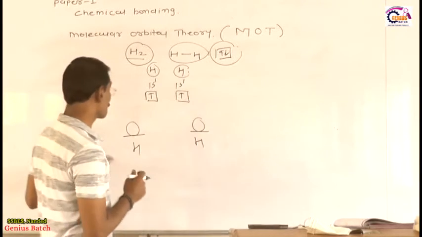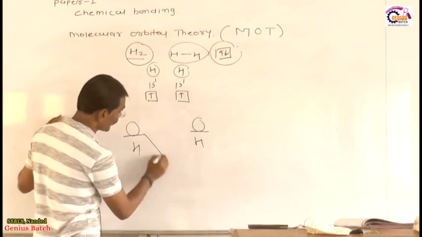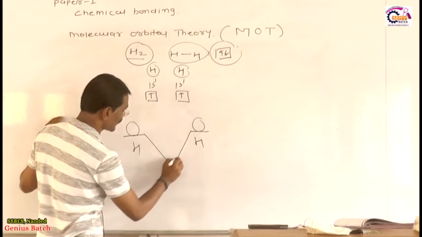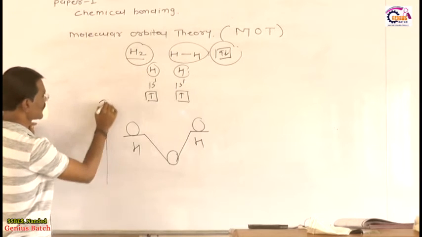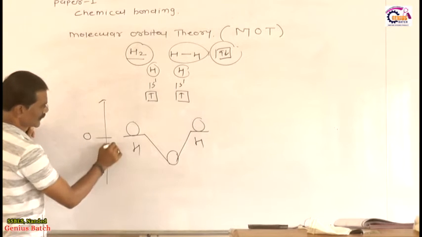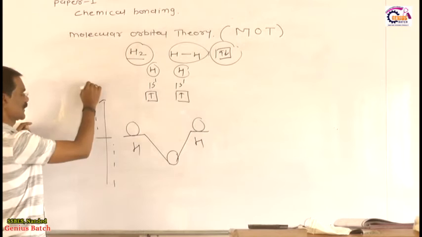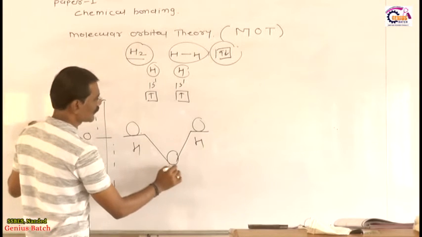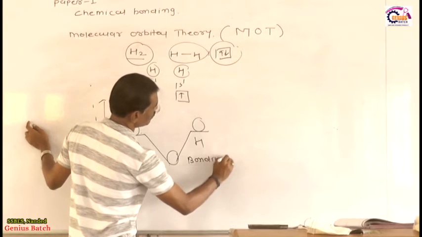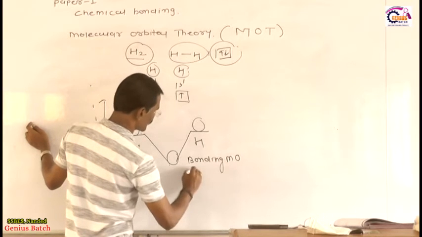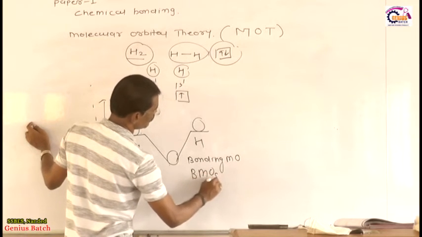Out of the 2 molecular orbitals, 1 molecular orbital is lower in energy. Suppose this is the energy diagram. This is 0 energy. This is minus. This is plus. The molecular orbital which is lower in energy is called the bonding molecular orbital. This is called BMO. What is BMO?